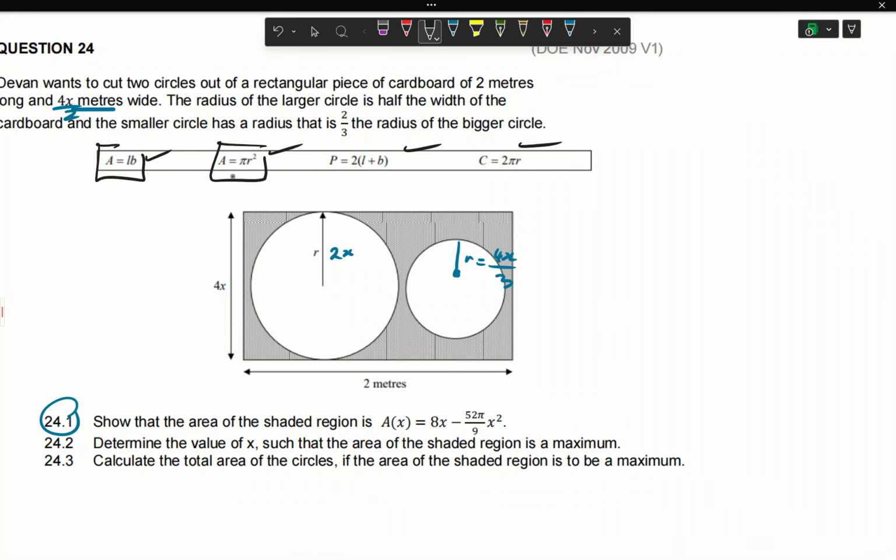This is the area of a circle, and this is the area of a rectangle. So let's start with the rectangle. This is the length times the breadth. The length is 2 meters. So that's 2 times 8x, which gives me 16x.